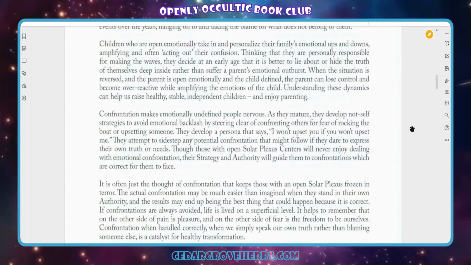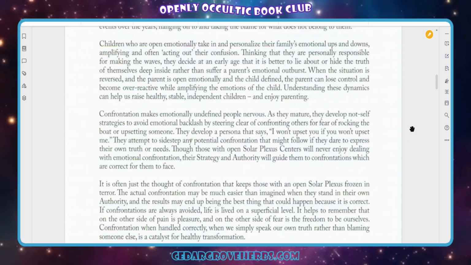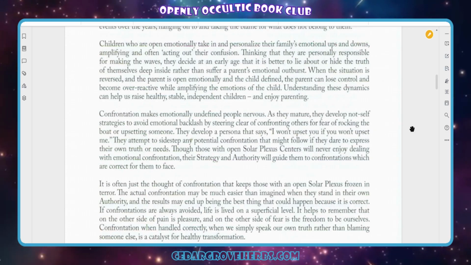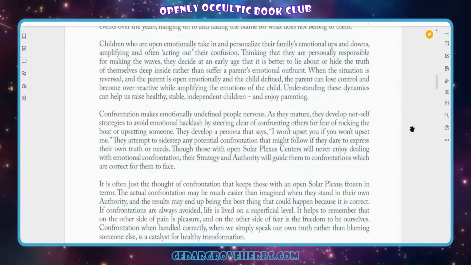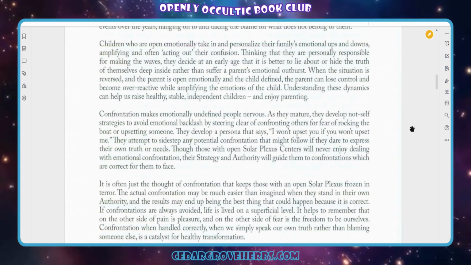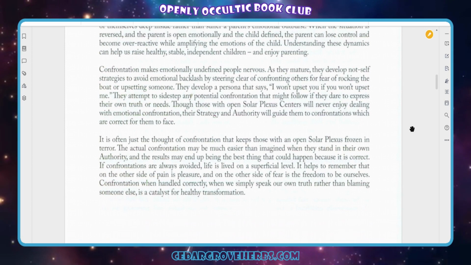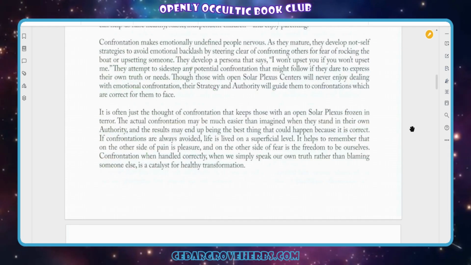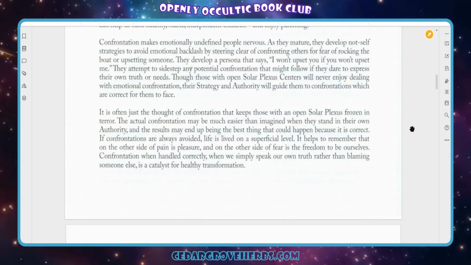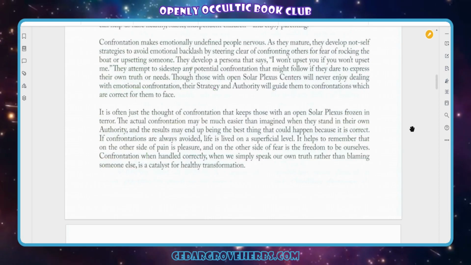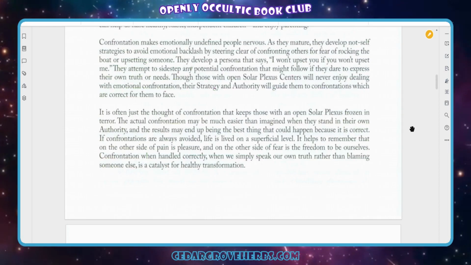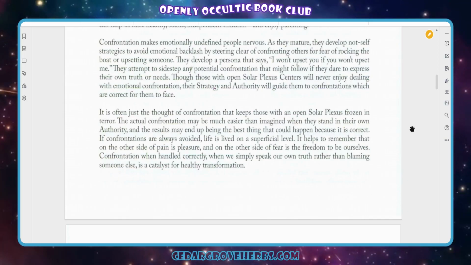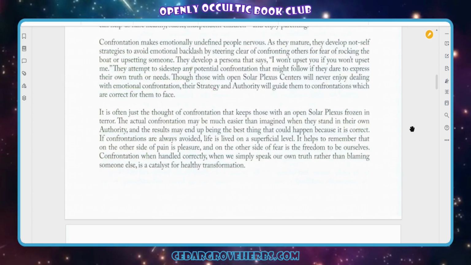Though those with open solar plexus centers will never enjoy dealing with emotional confrontation, their strategy and authority will guide them to confrontations which are correct for them to face. It's often just the thought of confrontation that keeps those with an open solar plexus frozen in terror. Their actual confrontation may be much easier than imagined when they stand in their own authority, and the results may end up being the best thing that could happen because it's correct.